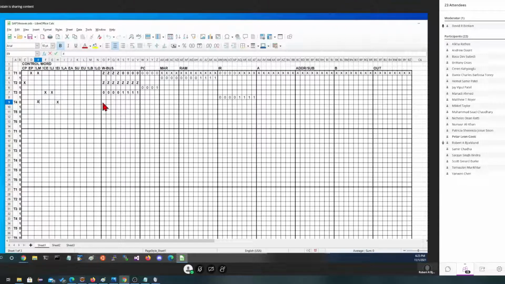So what's going to appear on the bus at this point? Who knows the answer to that? Scott? We'll have Z's in the first 4 bits. That's correct. Then we'll have the operand in the next 4 bits.